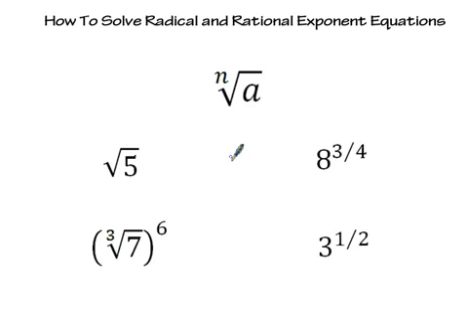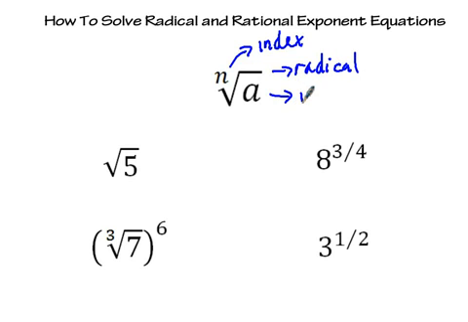Alright, today we're going to look at solving radical and rational exponent equations. And just to get some vocabulary out of the way, we have the nth root of a. In this expression, n is known as the index, the radical sign is known as the radical, and the a is known as the radicand.